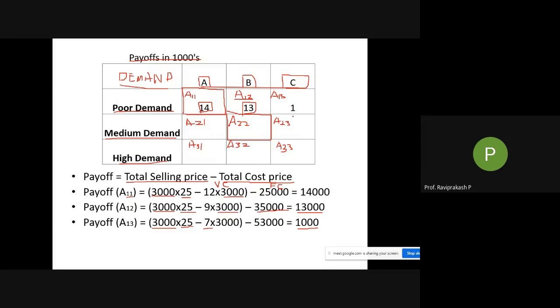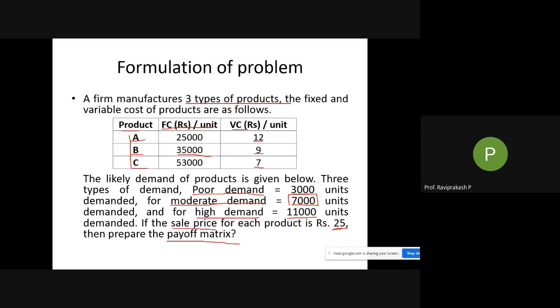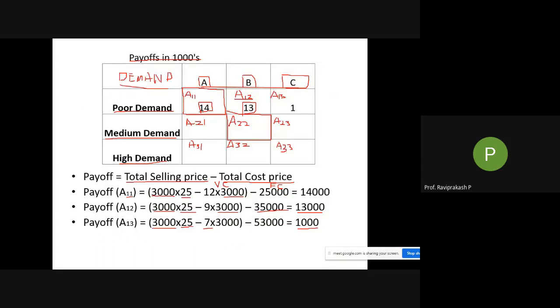Similarly, I want you to calculate for medium demand. What is medium demand? Medium demand is 7,000, right? 7,000 units. So replace here 7,000 into 25 minus, it is for A, for product A it is 12 again. 12 into 7,000 minus 25,000 should give you the value. So what is the value? Calculate and tell me for medium demand.